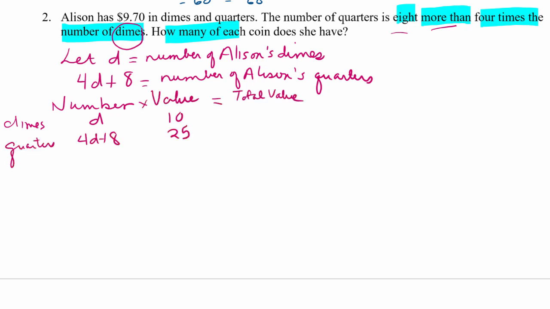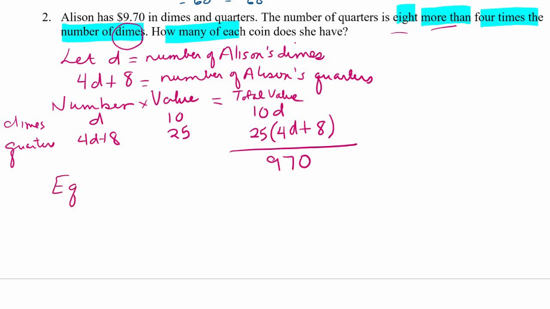And then to find the total value she has in each coin, we multiply. So we have 10D. Did you notice I put my value in cents? I went ahead and used cents so I wouldn't have to deal with decimals. So 10D, and then here I get 25, and I've got to put this guy in parentheses, 4D plus 8, in the parentheses like that. And then we're going to add these two to get the total, which was 970 cents. Because remember, I'm dealing in cents so that I don't have to worry about the decimals.